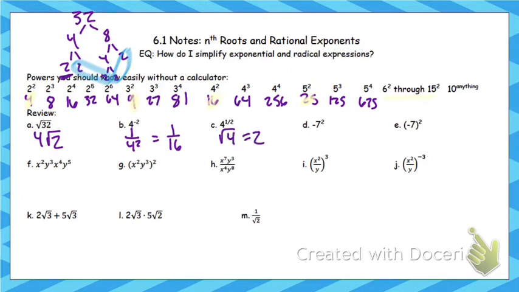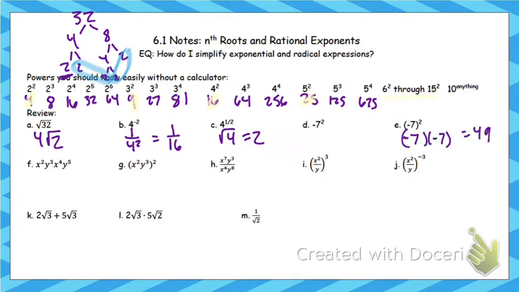Now, D and E look pretty similar, but what's important to notice is that they are different problems. You are not going to get the same answer for D and E, so you need to be familiar with the difference between those two things. On D, you have a negative times 7 squared, because of PEMDAS, you're doing order of operations first. Whereas on E, you have a negative 7 that is being squared. So on E, I have negative 7 times negative 7, which is 49.